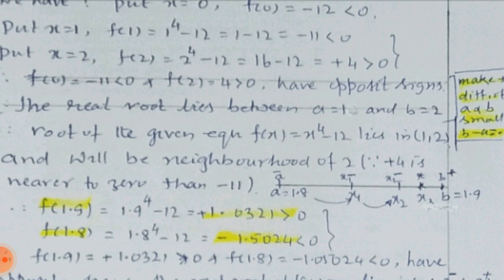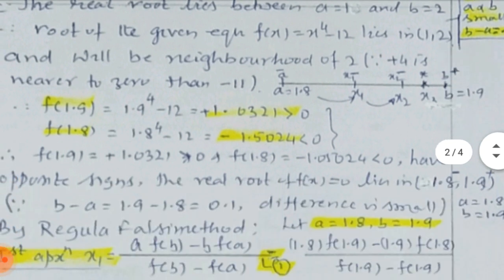For that reason, you may make the difference b minus a small enough, better to be 0.1. For that, you observe 4 is nearer to 0 compared to minus 11 on the number line. Therefore, the real root must lie in the neighborhood of 4, near to 4. Therefore, we check the real root for any two successive values of x having opposite signs.